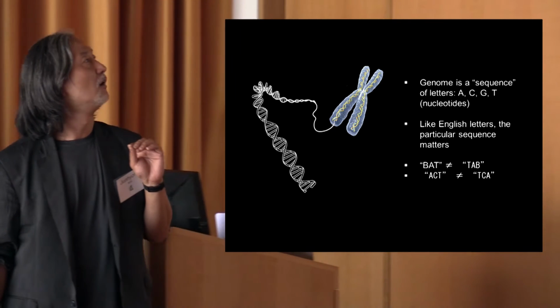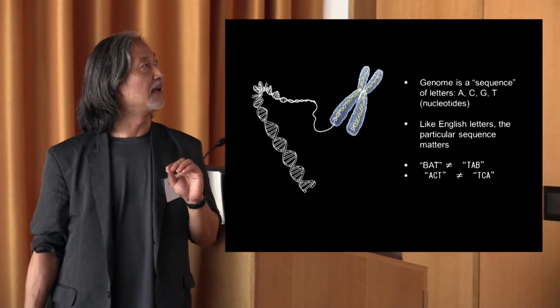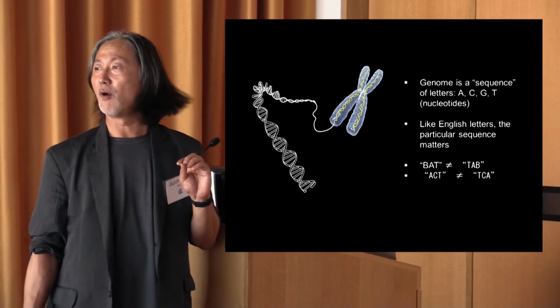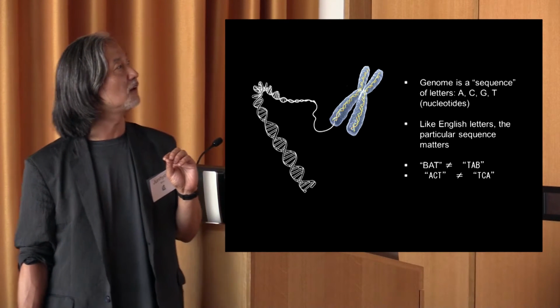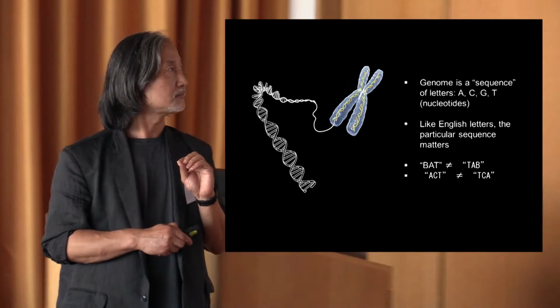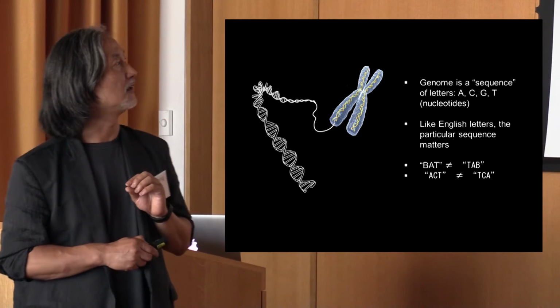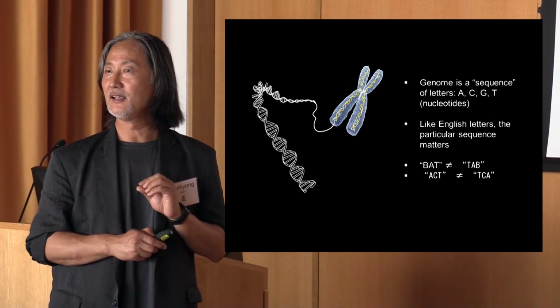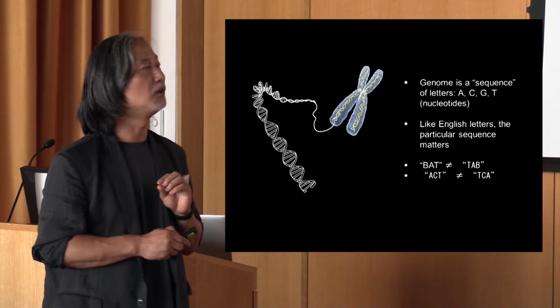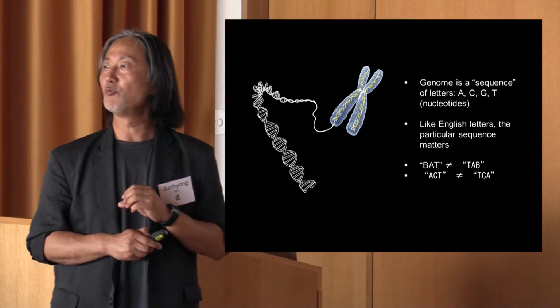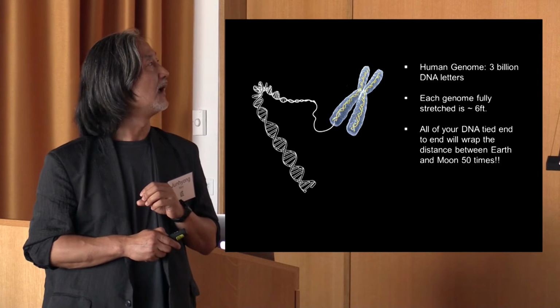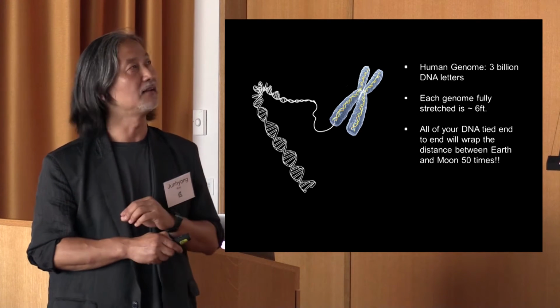Okay. So the genome, of course, is a sequence of letters, which are actually molecules strung together, what we know as nucleotides. And like the English letters, the particular sequence matters. So BAT is not equal to TAB, and ACT is not equal to, say, TCA in terms of what it does in the cell. And so we want to understand this order.